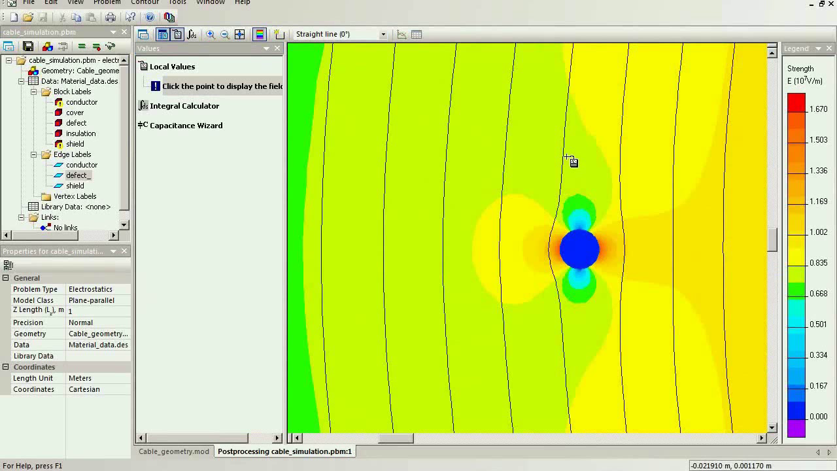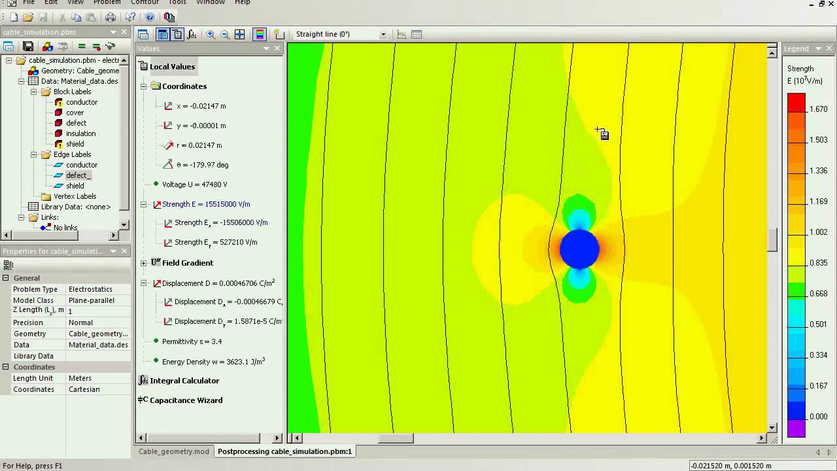In the previous case, when we had the air gap in the insulation, the electric field stress inside the air gap was greater than the breakdown voltage of the air. Now the conducting material inside the insulation caused the increase of the electric field stress in the insulation. Normally, the electric field stress in this layer is about 8 megavolts per meter, or 8 kilovolts per millimeter. And with the conducting material inside, with the defect particle inside, the electric field stress is about 15 kilovolts per millimeter, twice the normal value.